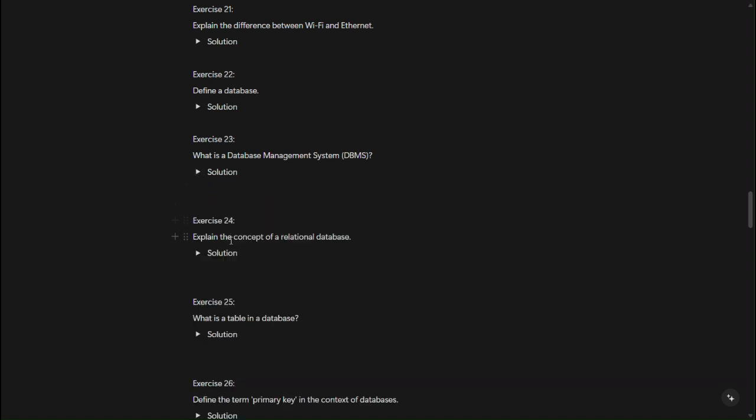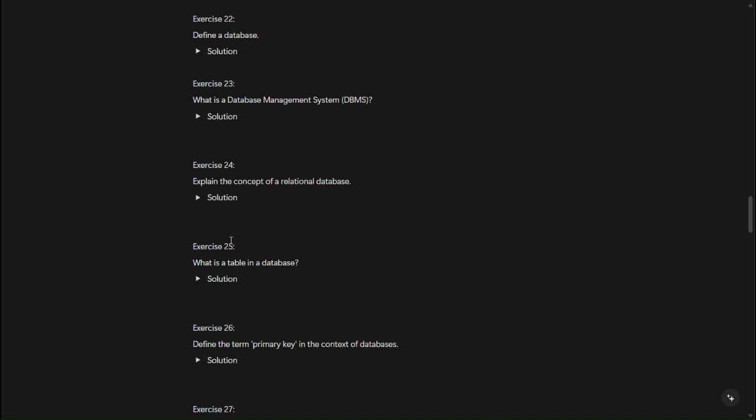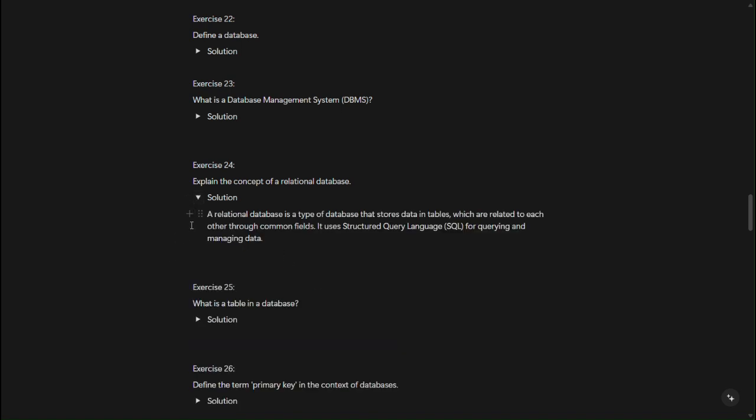Exercise 24, explain the concept of the relational database. A relational database is a type of database that stores data in tables which are related to each other through common fields. It uses the Structured Query Language, SQL. SQL is a magic language for the database.